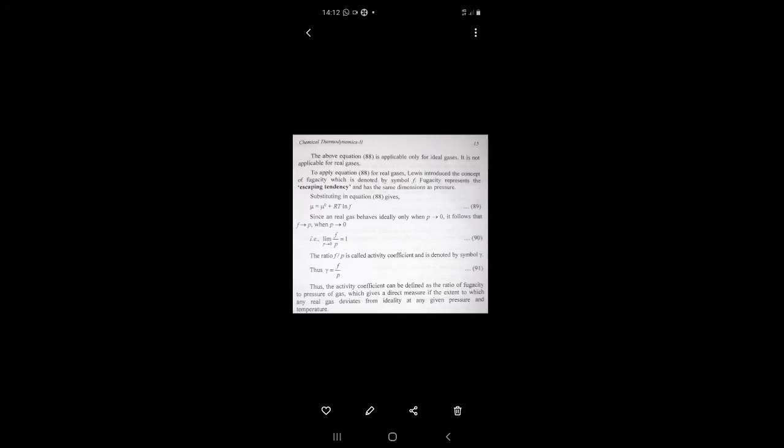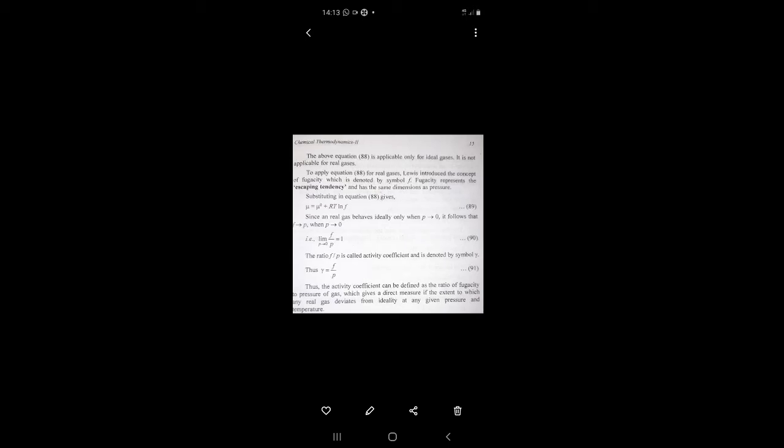So fugacity can be represented as an escaping tendency that has the same dimension as pressure. If you consider real gases, then equation 88 can be written as mu equals mu 0 plus RT ln f. So here, instead of pressure, we are using what? Fugacity, f. Now equation 89: since real gases behave ideally only when P is equal to 0, it follows that f tends to P when P is equal to 0.